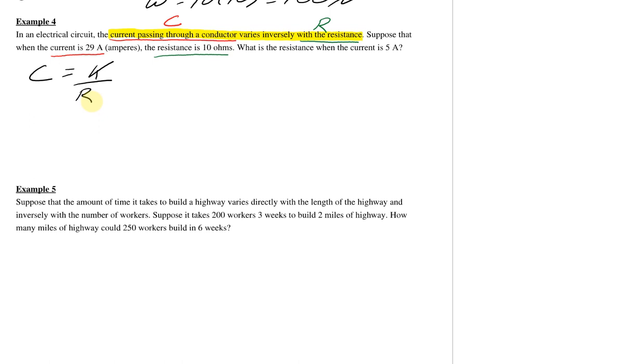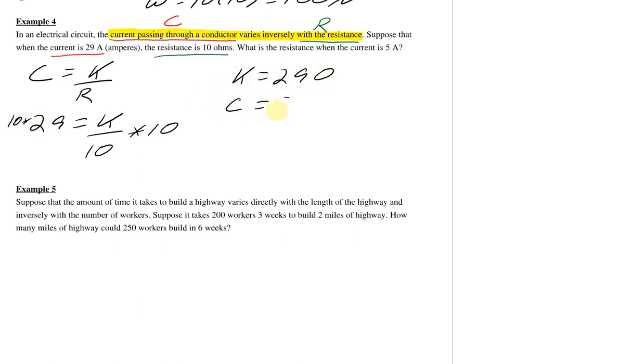Now I can just plow ahead with this, right? I know that my current will be 29 when my resistance is 10, so I can solve this. I multiply each side by 10 to get that K is equal to 290. Then I restate my equation. And now it can say, what is the resistance when the current is 5?